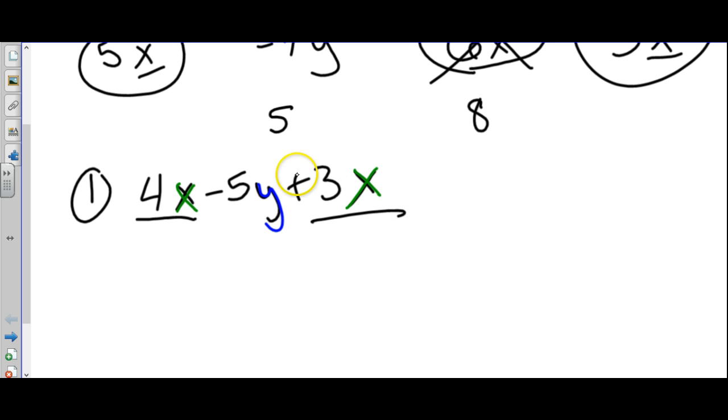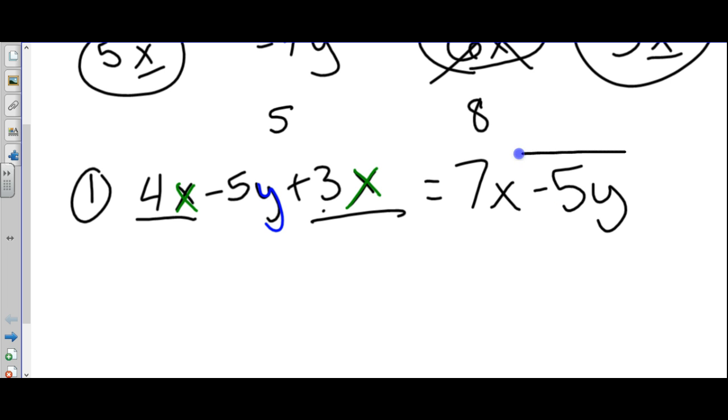Now we go with the sign in front of the term you are working with. So the negative goes with the 5y, but the positive goes with the 3x. So we're going to do 4x plus 3x, which gives us 7x. Negative 5y didn't have anything to combine with, so we just put minus 5y, and that's as simplified as this can be.